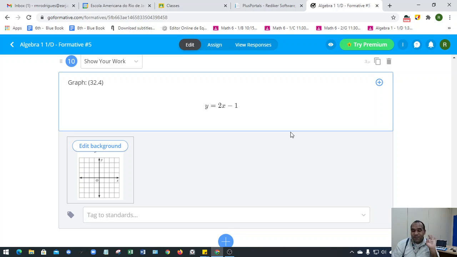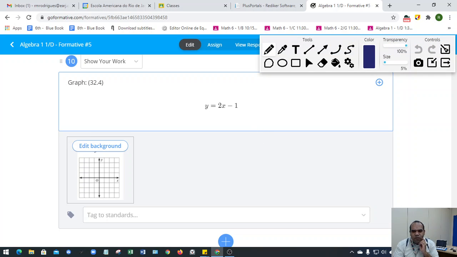Graph. Guys, we did this. Pretty simple. I give the graph here for you. First, identify the slope. Where is my slope? My slope is the number next to the variable x. It's 2, and remember, it is a rate. I need to show it as a fraction. And my y-intercept, my b, equals negative 1.